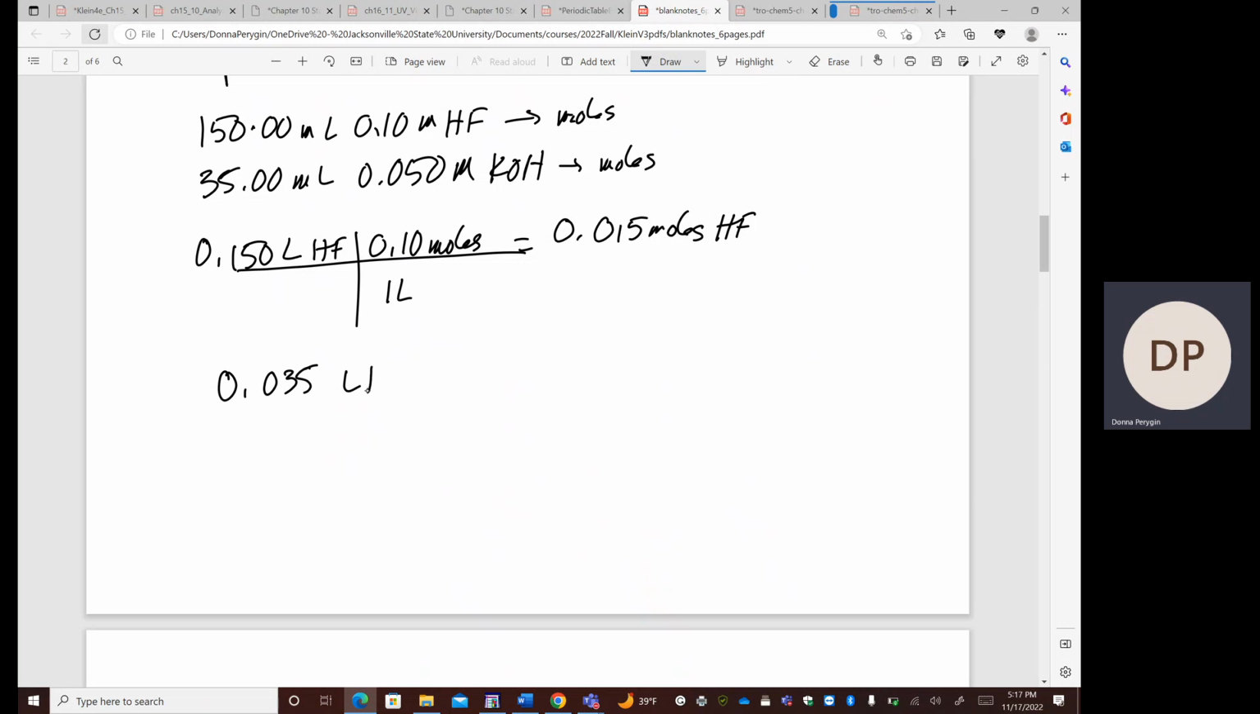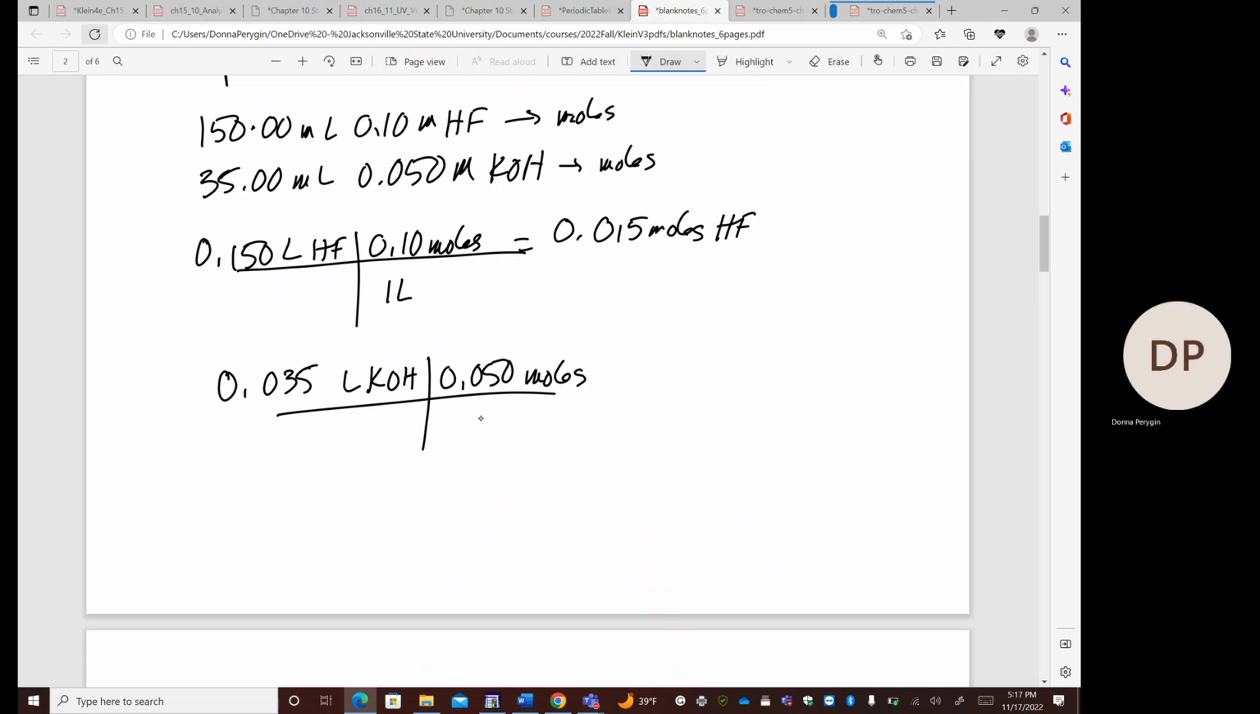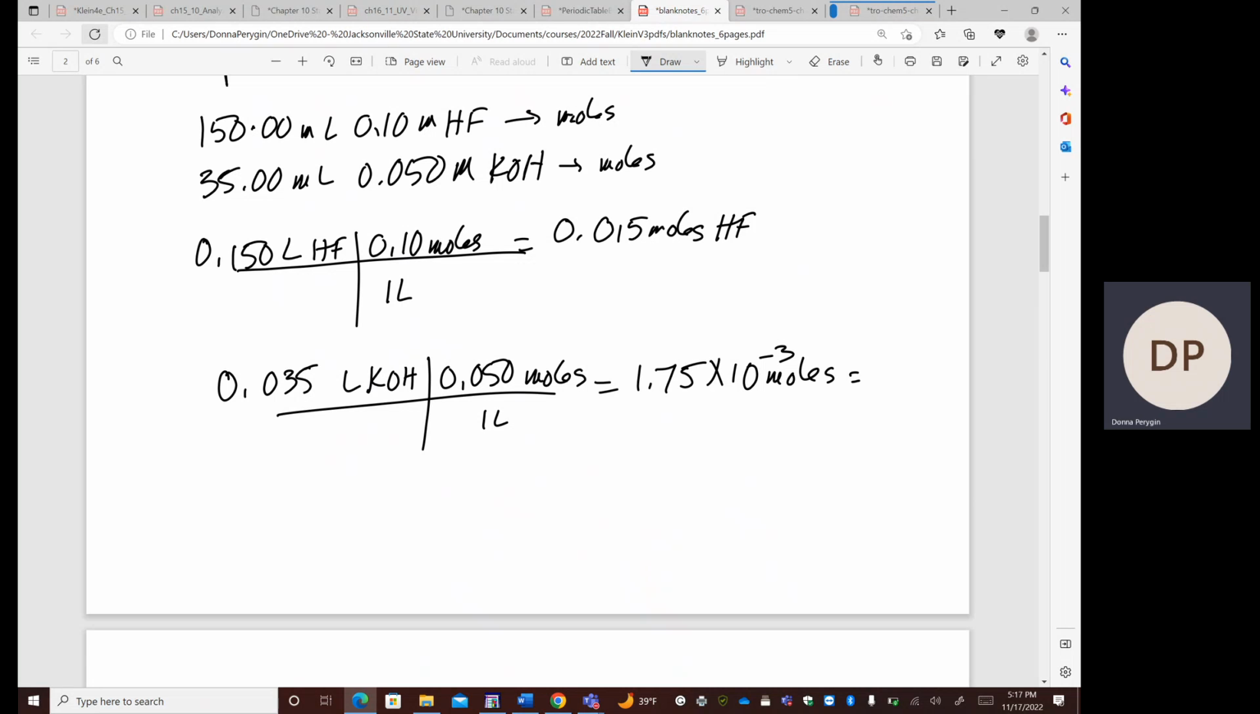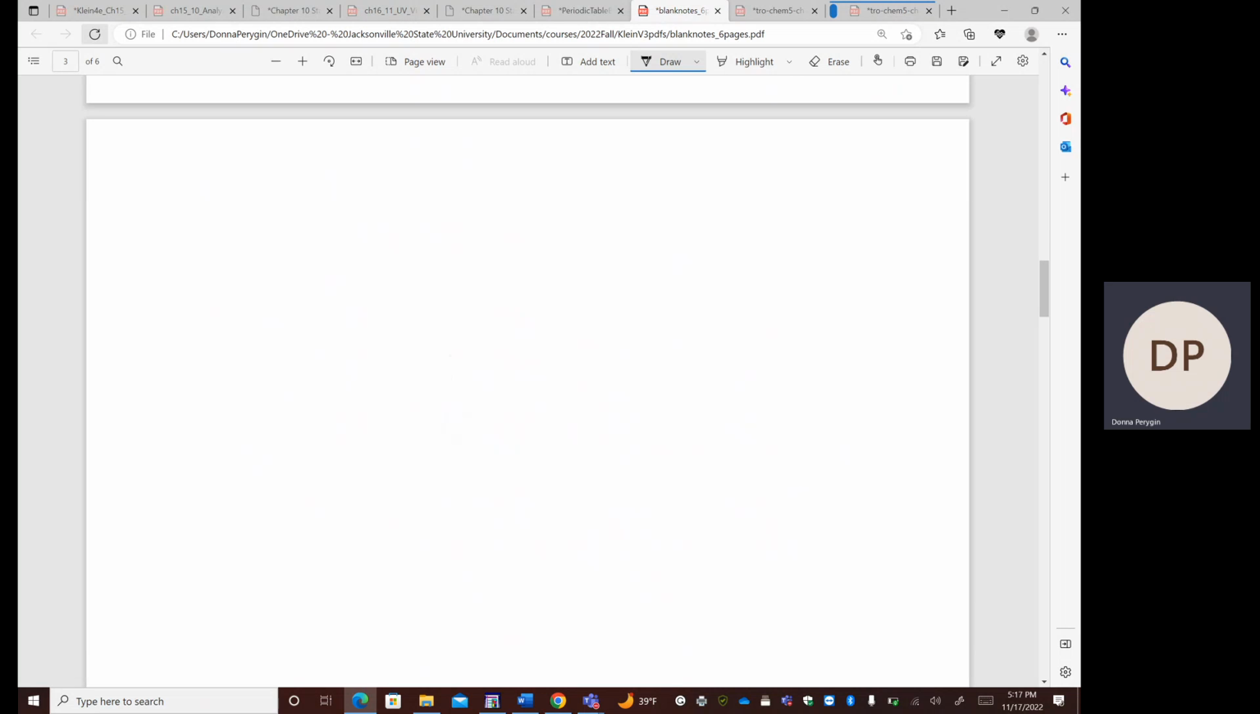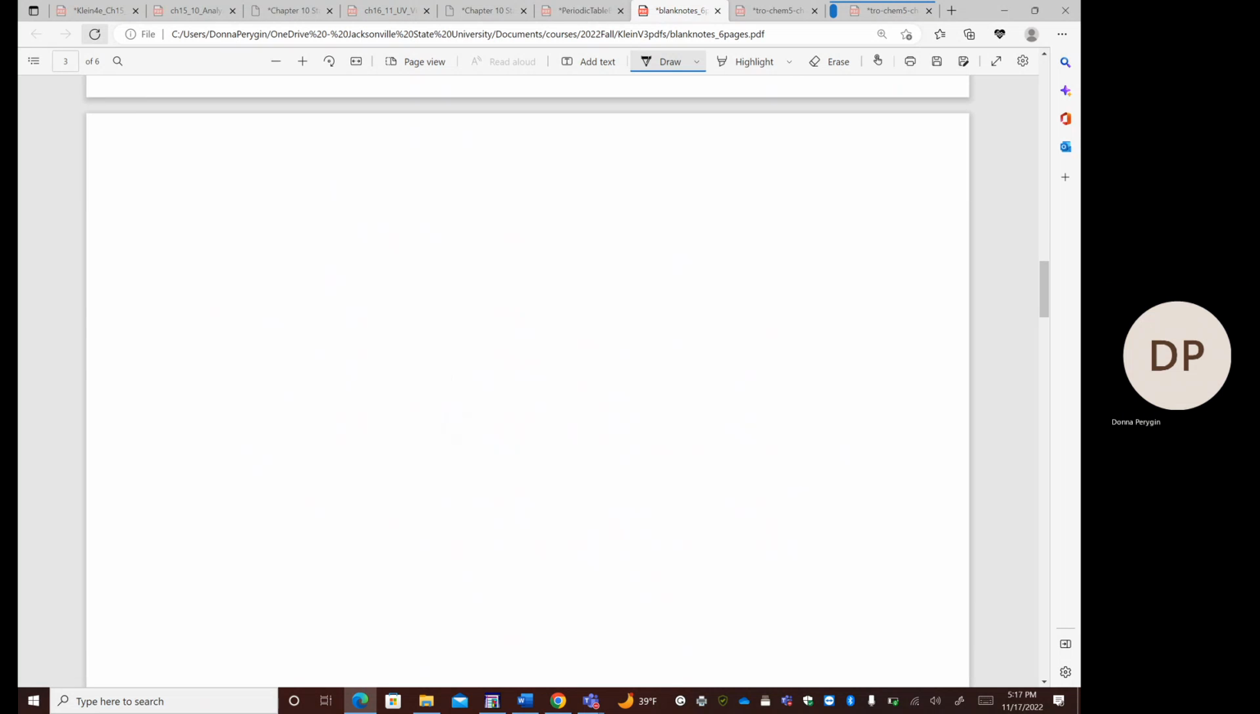0.035 liters of KOH times 0.050 moles per liter equals 1.75 times 10 to the minus 3rd moles of KOH. And we could just say that's equal to 0.00175. Might be a little easier to write. So let's go ahead and draw an equilibrium problem, or a before addition and after addition table.